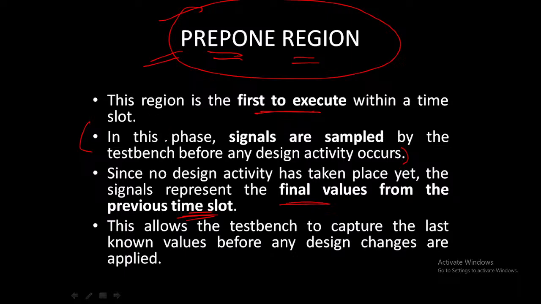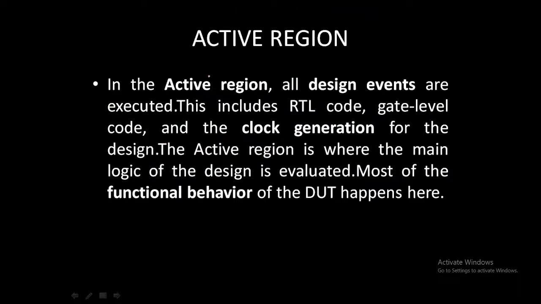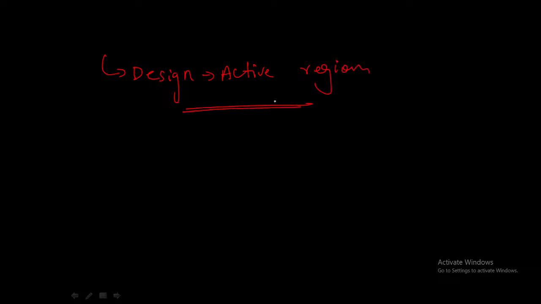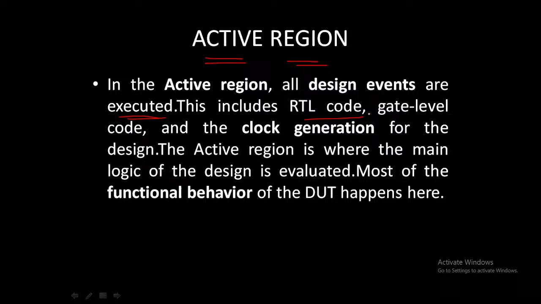It is clear, right? Now, in the case of active region, what happens? In the case of active region, all the design events are executed. So where is the design getting executed? The design is getting executed in the active region, right? So this includes RTL code, gate level code, and the clock generation for the design.